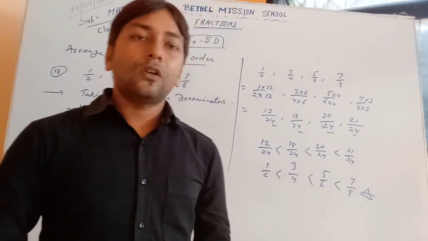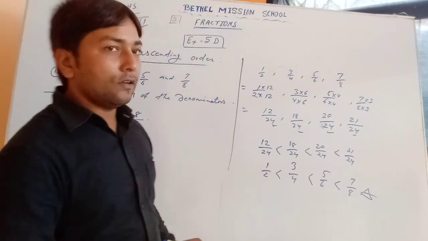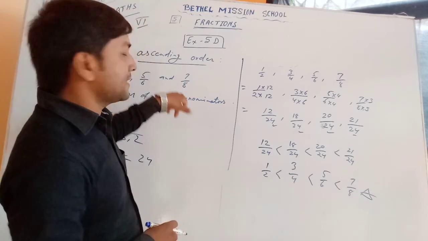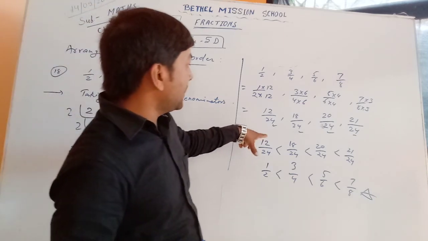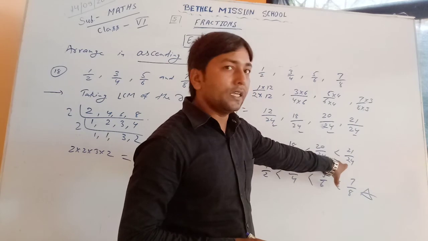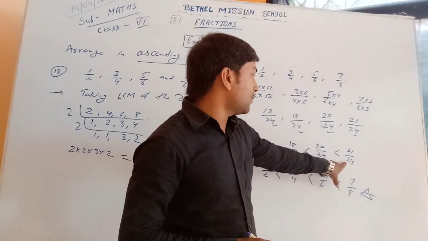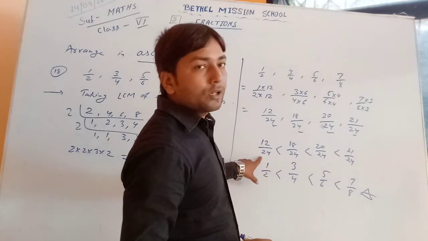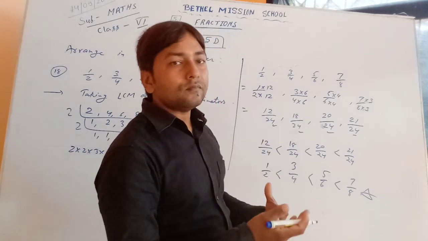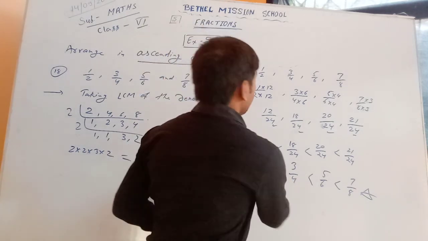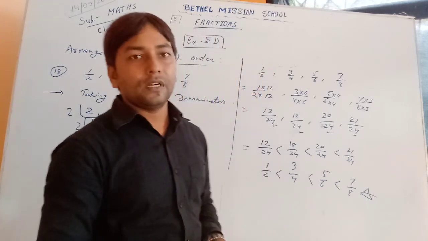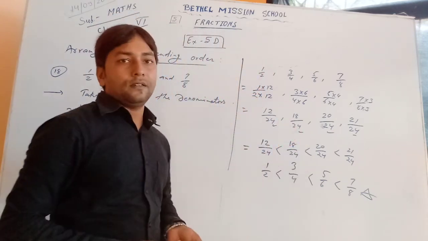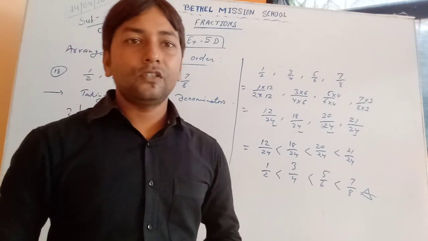This way you will solve the rest of the questions. If descending order is given, then you will start from the greater: 21 upon 24, then 20 upon 24, 18 upon 24, then 12 upon 24. You only convert to like fractions and then start from the greater. You can do the same process.